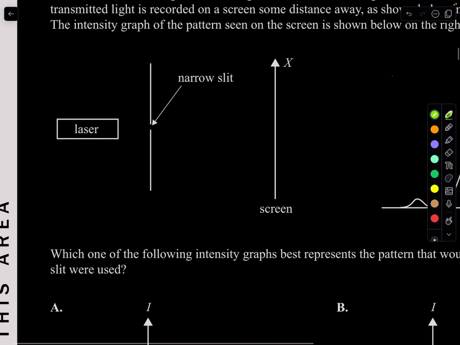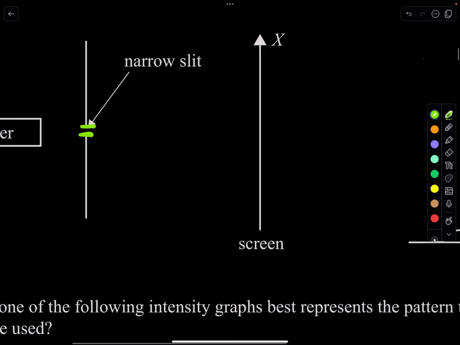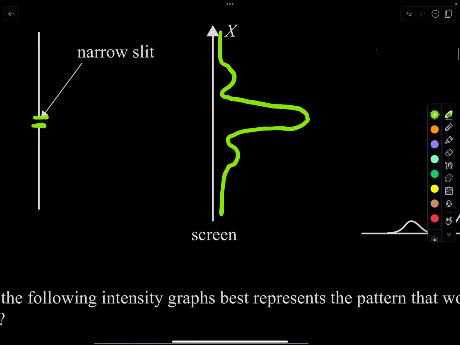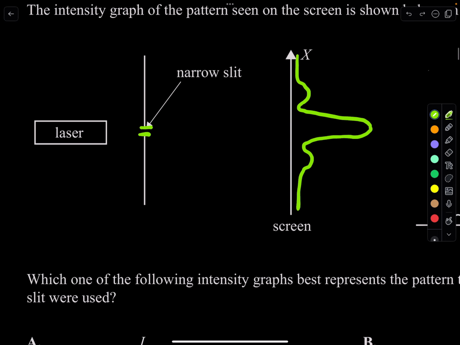What's going to be happening is, of course, this slit width is this, and it's going to be hitting the laser. It's going to give us this intensity pattern, which looks approximately like this. So just have a sketch on that. It looks like this, the same as that. That's what's being produced.